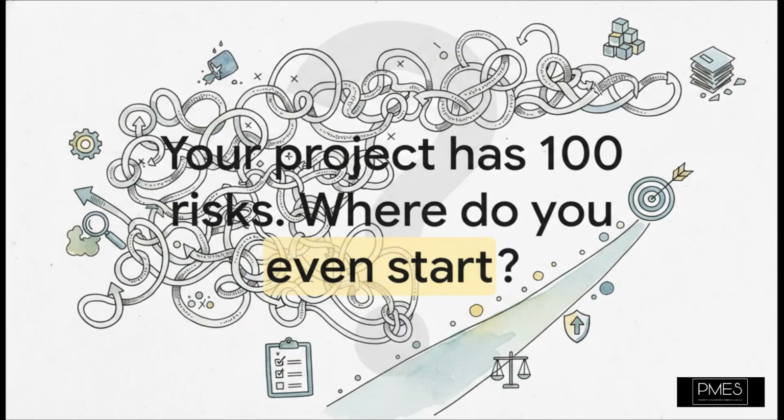I mean, this is a classic project management problem, right? You've done the hard work, you've identified everything that could possibly go wrong, but now you're just staring at this massive, overwhelming list. If you try to address every single one, you're just going to burn out your team and your budget. The key isn't to work harder, it's about working smarter. So yeah, where do you even start?